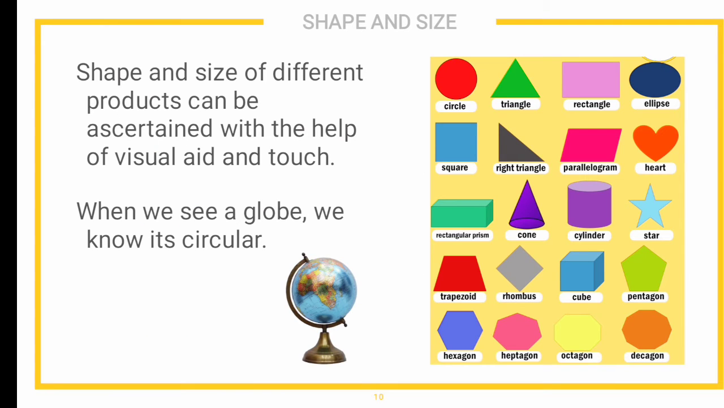Next one is shape and size. The shape and size of different products can be ascertained with the help of visual aid and touch. You can see exactly what the size or shape of that thing is. At the same time, you can also touch them and tell whether this item is square or circle. When you see a globe, we know it's circular. Even if you use your hands to touch it, you know that it is in a circular form.